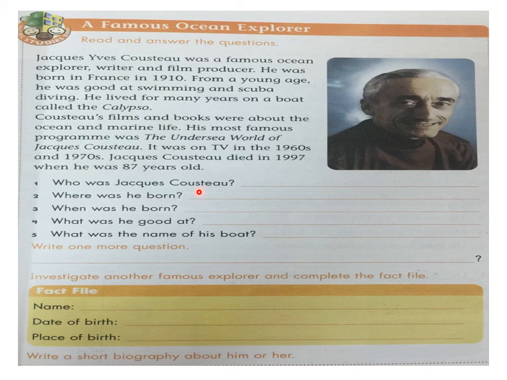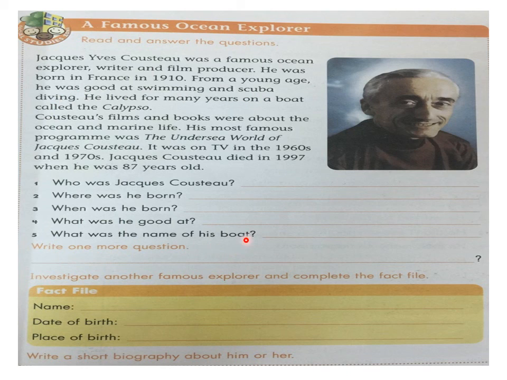Who was Jacques Cousteau? Yes. So, quickly. He was a famous ocean explorer, writer, and film producer. Where was he born? Yes, he was born in France. When was he born? In 1910. What was he good at? Yes, he was good at swimming and scuba diving.